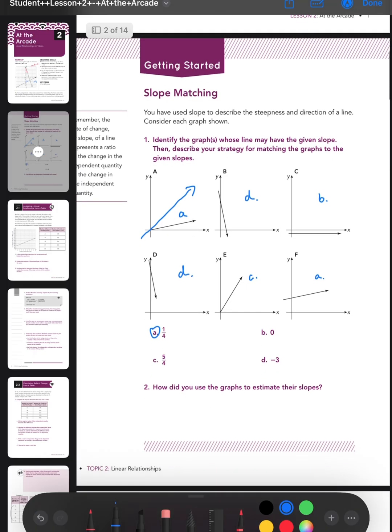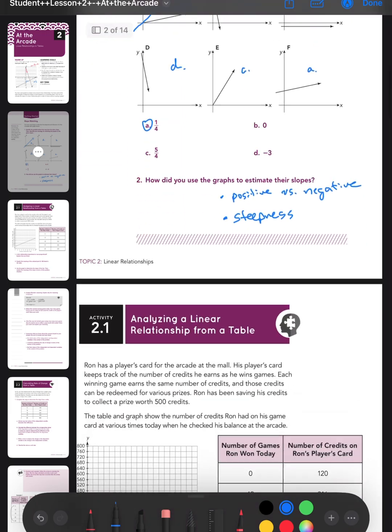And how did we use these graphs to estimate slope? Just as I was talking through it, first I said positive or negative slope. So I'm going to say positive versus negative. And then also the steepness, to make some estimates of what that slope might be.